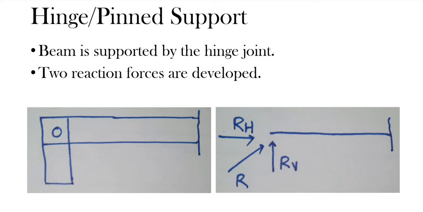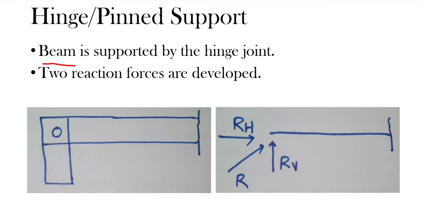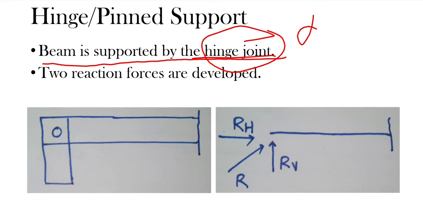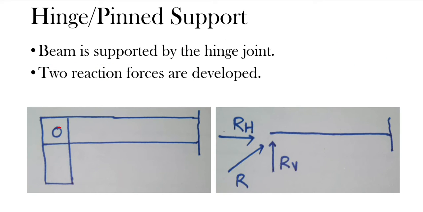There is a concept known as the hinge or the pinned support. Here the beam is supported by a hinge joint. We know where a hinge joint is used: mainly in doors. So this is the hinge joint, this is a column supporting the beam, and this is our beam.